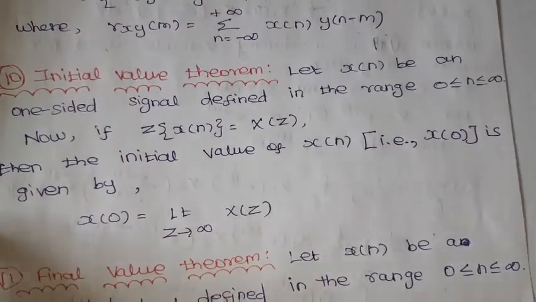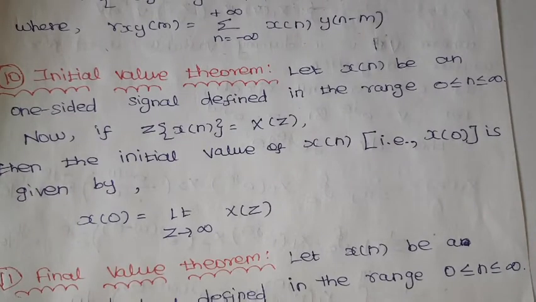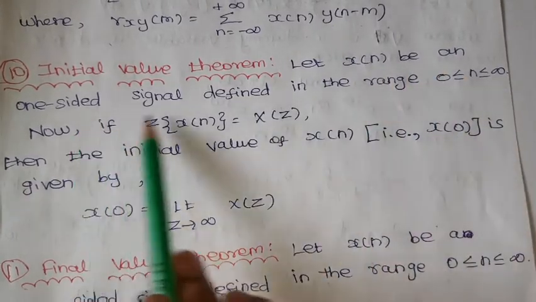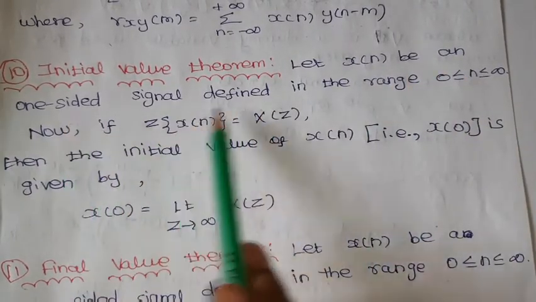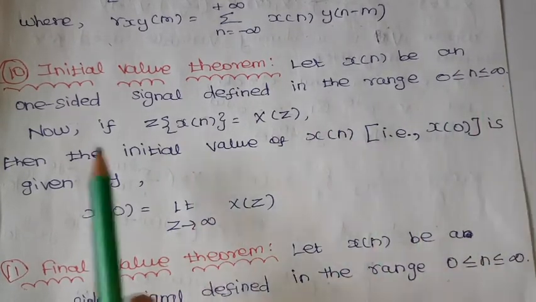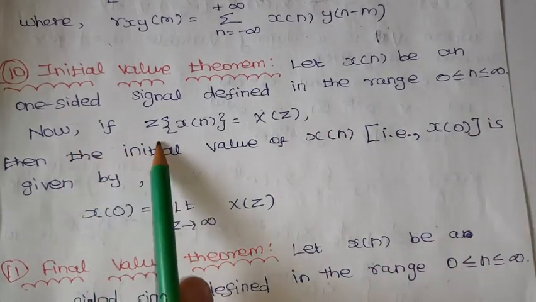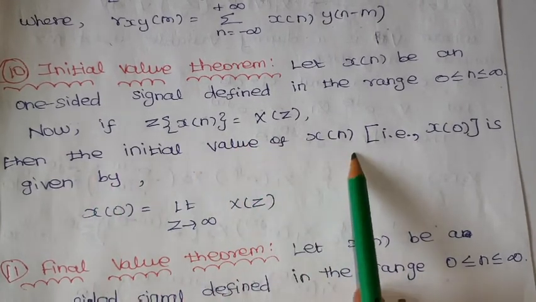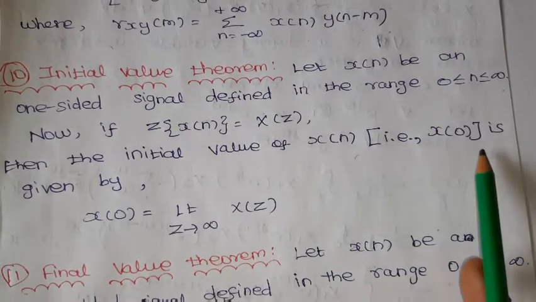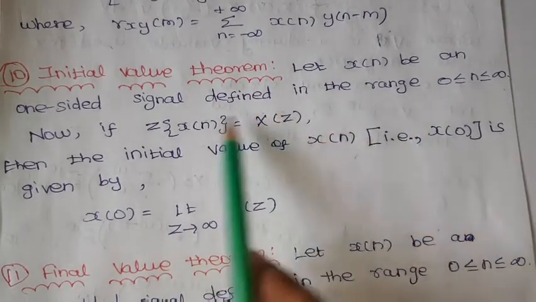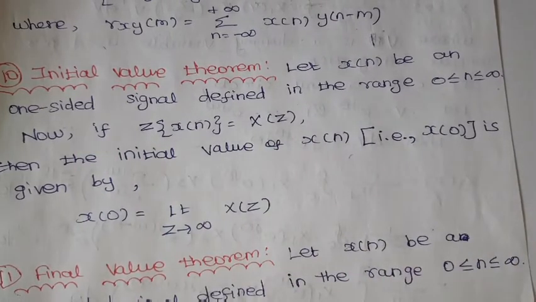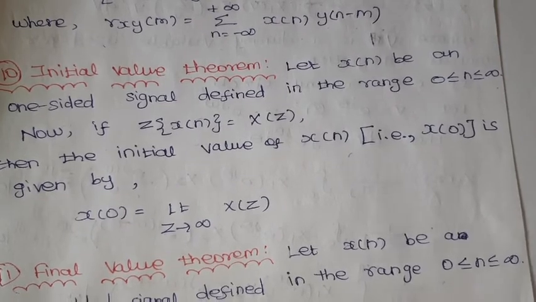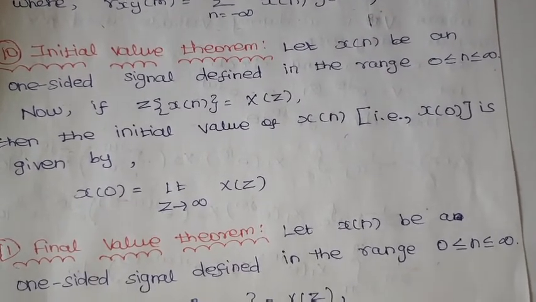Next, coming to the initial value and final value theorem of the z transform. What is the initial value theorem? Let x of n be a one-sided signal defined in the range 0 to infinity. If the z transform of x of n is equal to X of z, then the initial value of x of n, that is x of 0, is given by the following. This should be a one-sided signal. For one-sided signals only can we define the initial value and final value theorems for the z transform.